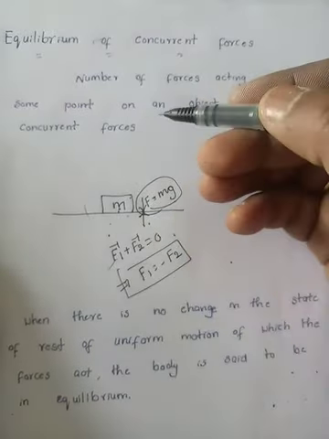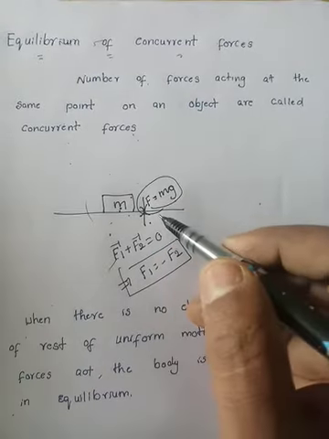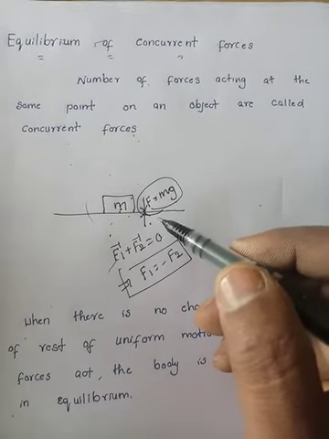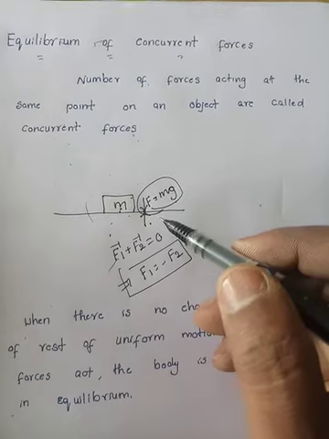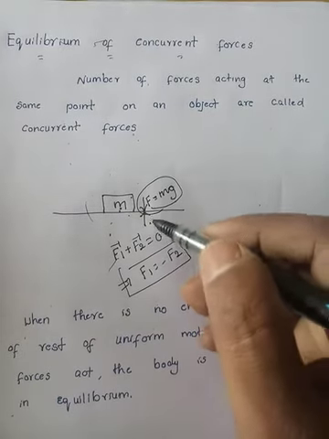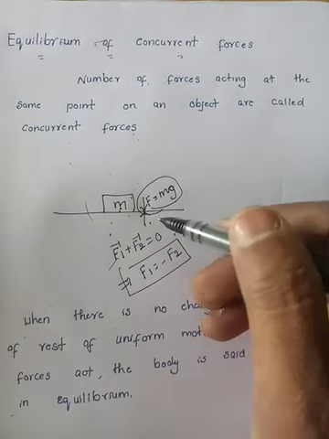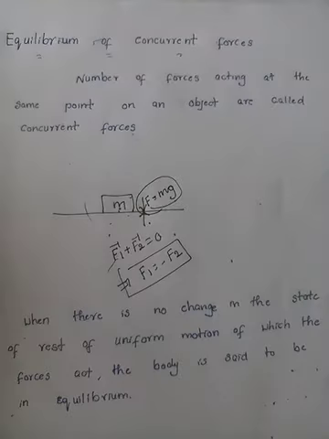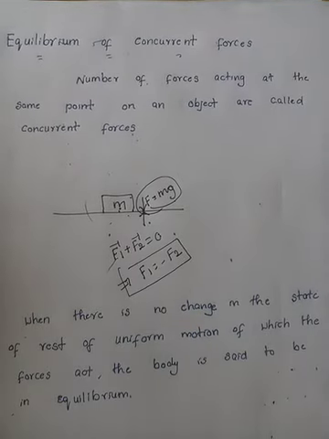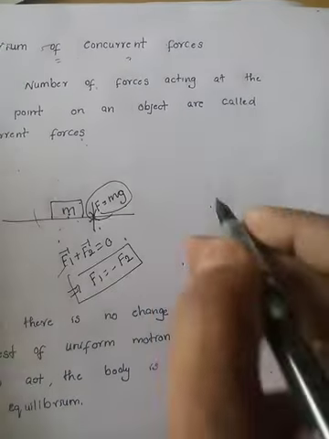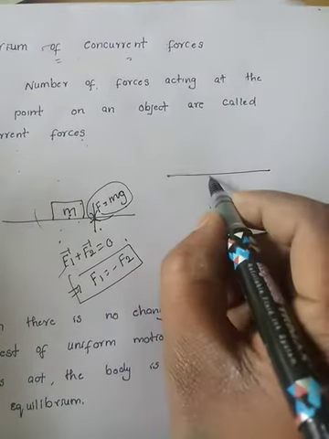But we are not discussing rest. What are the forces acting here? Two forces are acting: the weight of the book acting downwards, and the normal force exerted by the table on the book. So, how many forces do we have here? Two forces. Those two forces are called what? Concurrent forces.